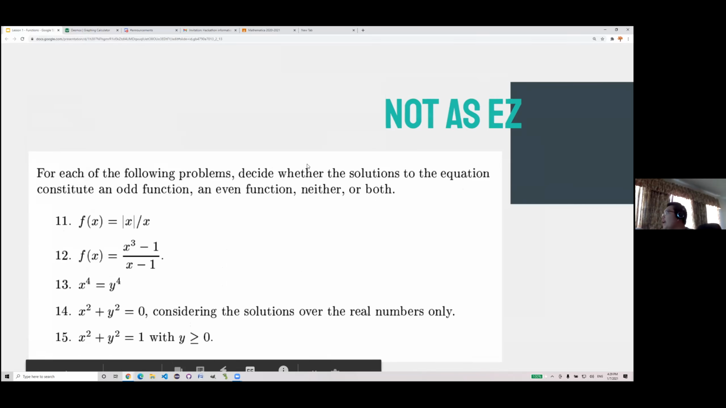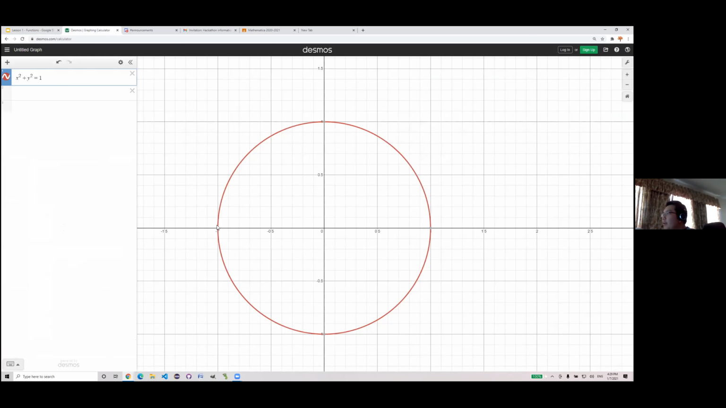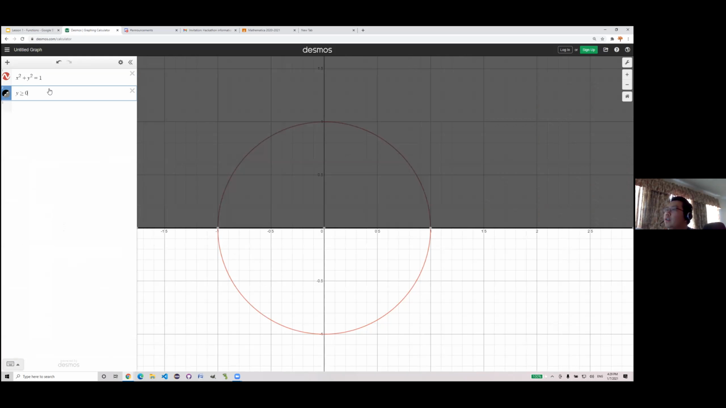First of all, y greater than or equal to 0, which means that we're only looking at the values from here to here. I don't even know if I can do this. And then y greater than or equal to 0.